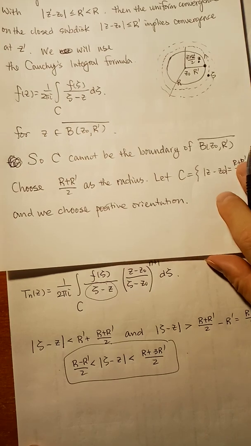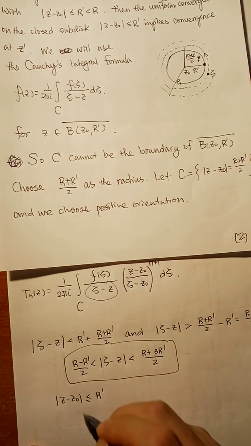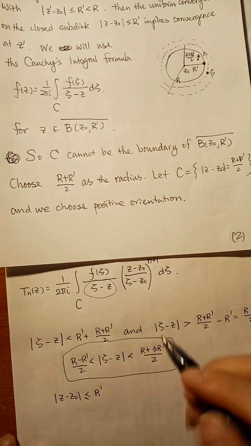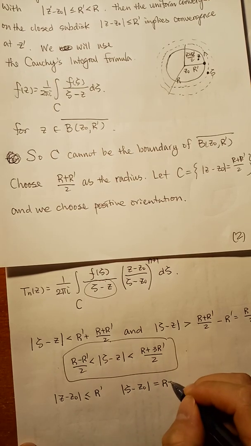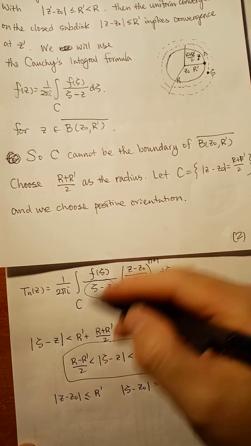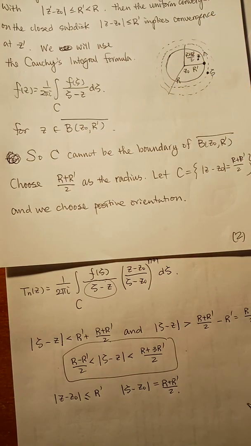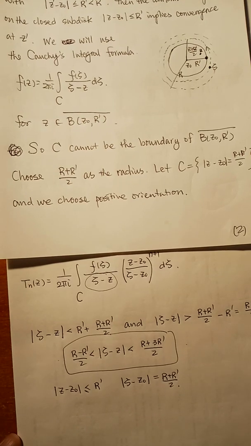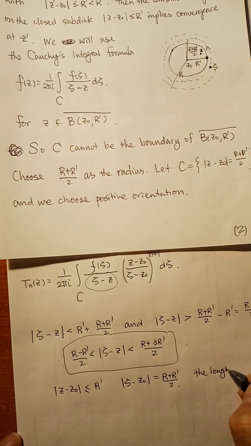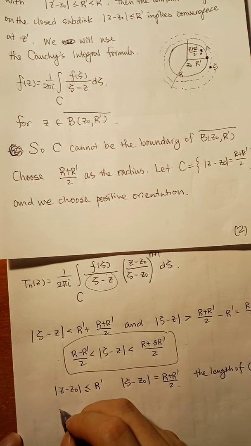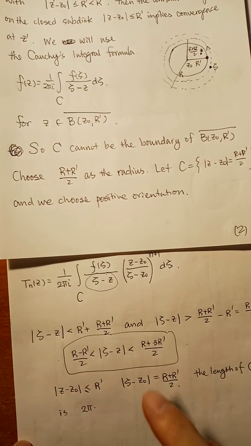And again, |z - z0| is less than or equal to r'. And |theta - z0| is equal to r plus r' over 2. It's on the intermediate circle, so the radius is a fixed number. And the length of C is 2 pi times the radius.